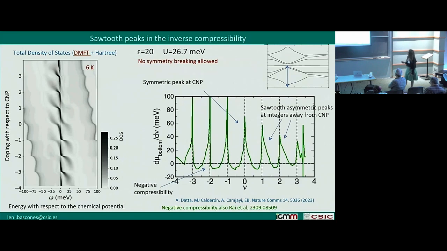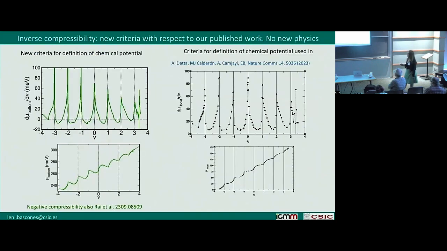And also in the compressibility, we find these sawtooth asymmetric peaks at the integer fillings, except at the charge neutrality point, which is symmetric. We also find regions of negative compressibility. Some of you that have read the work before might know that in the published work we didn't have this negative compressibility. We have it now. This is not associated with a change in the parameters. This is associated with a new, different criterion for the definition of the chemical potential. So here we have these regions with negative compressibility, but there is no new physics. The physics are these resets that we are finding in the system.